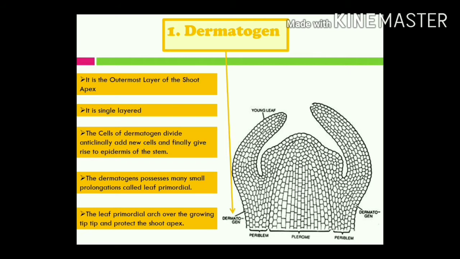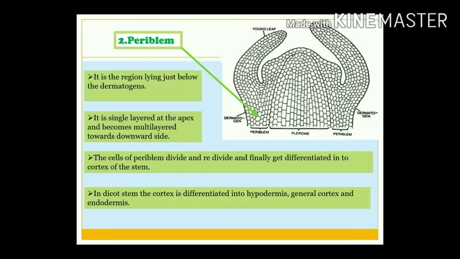So the first layer, which is the outermost layer, is called dermatogen. It is made up of a single outermost layer of cells. These cells divide by radial walls only and give rise to the epidermis of the stem. The dermatogen possesses many small prolongations called leaf primordia, and the leaf primordia arch over the growing tip and protect the shoot apex.